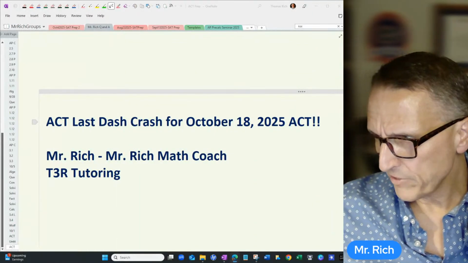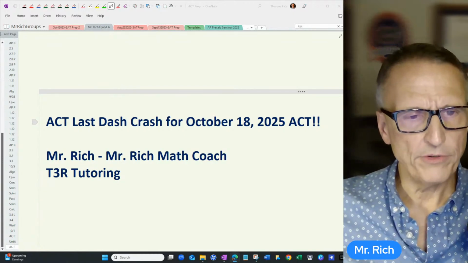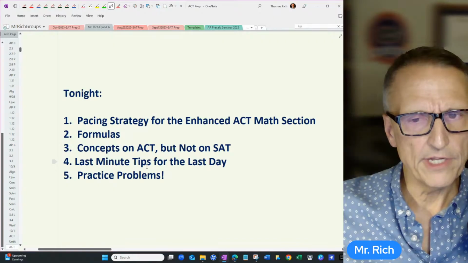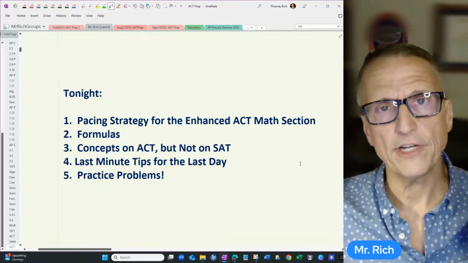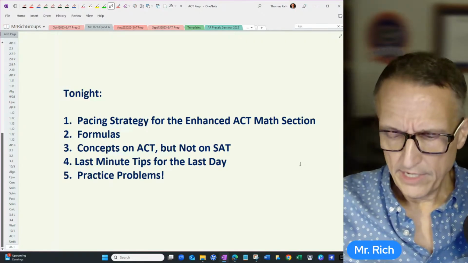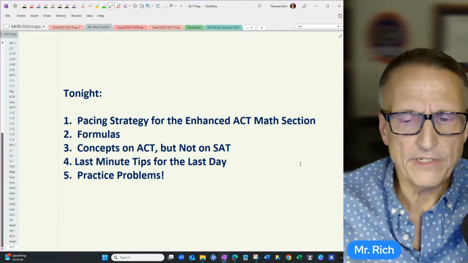Let's put my screen on here, and I will scoot over to right here. All right, so during our time together tonight, I am going to go over a pacing strategy for the enhanced ACT math section. As most of you know, if you're taking the test this Saturday, it's what we call the enhanced version of the ACT, so it has had some changes to it.